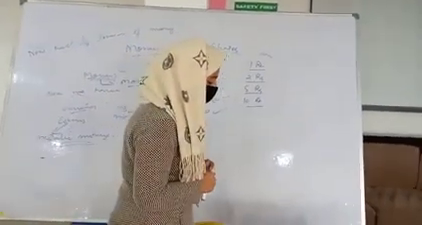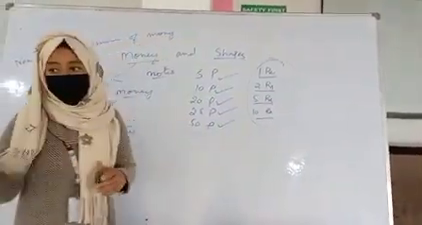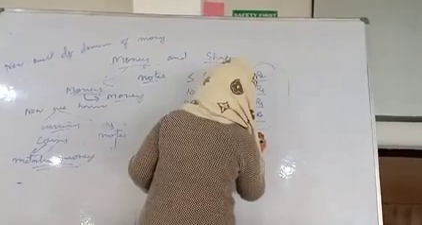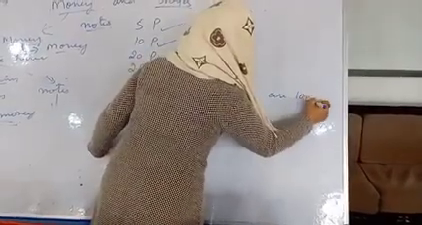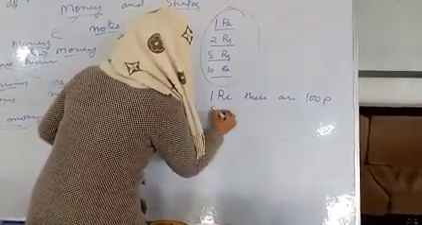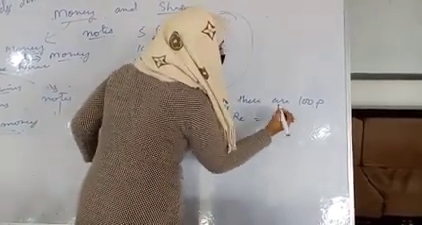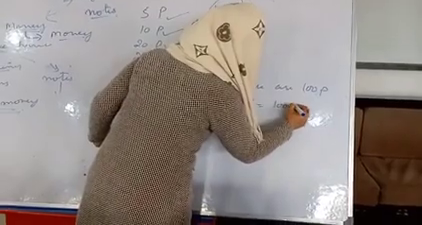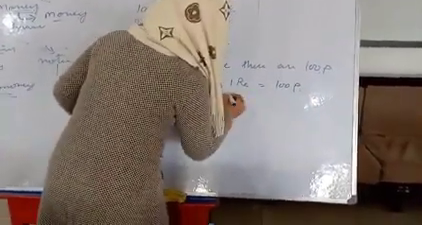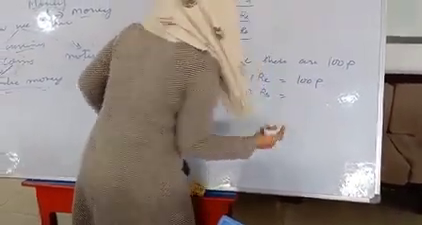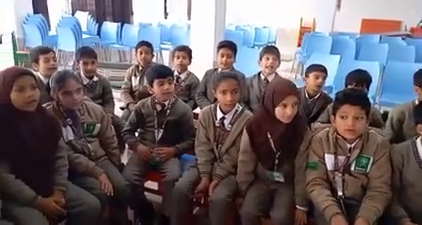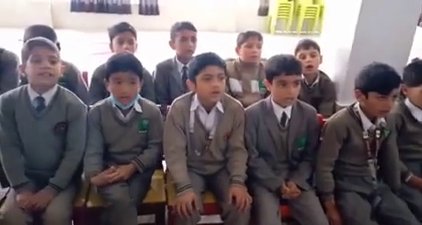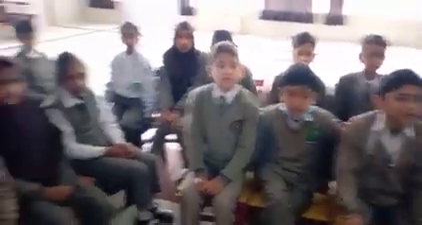Students, do you know that in 1 rupee there are 100 paisa? So 1 rupee is equal to how many paisa? 100 paisa. 2 rupees is equal to how many paisa? 200. 5 rupees is equal to 500 paisa. 10 rupees is equal to 1000 paisa. 20 rupees is equal to 2000 paisa. Very good.